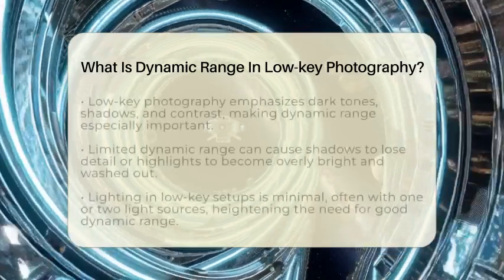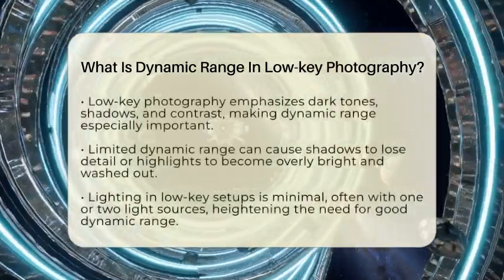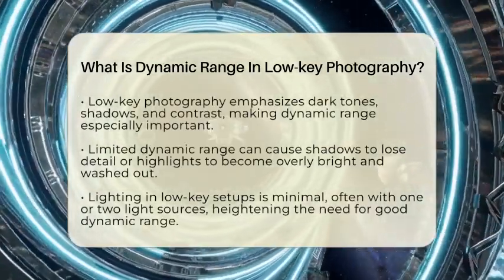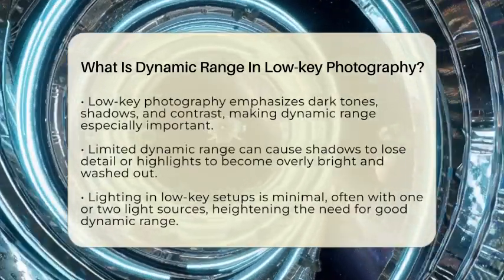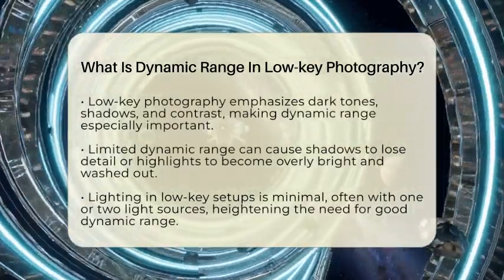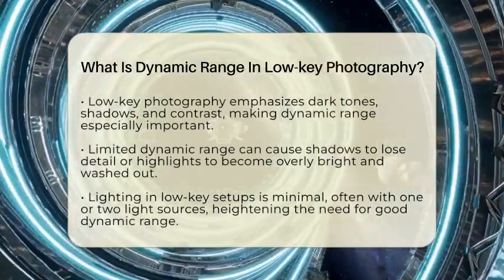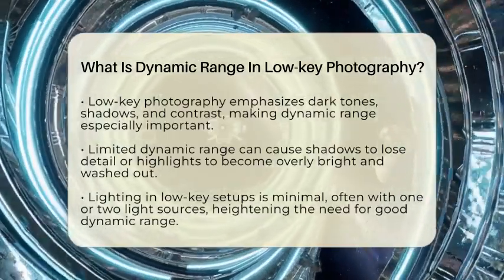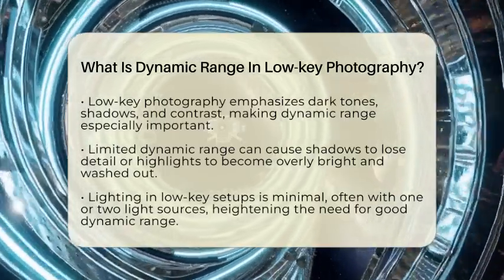In low-key photography, where the focus is on dark tones, shadows, and contrast, dynamic range plays a big role. These images rely heavily on shadow detail and subtle gradations of darkness to create mood and drama. If your camera has a limited dynamic range, you might lose detail in the shadows, turning textures into flat black blobs. Or highlights could become overly bright, losing their texture and making the image look washed out.